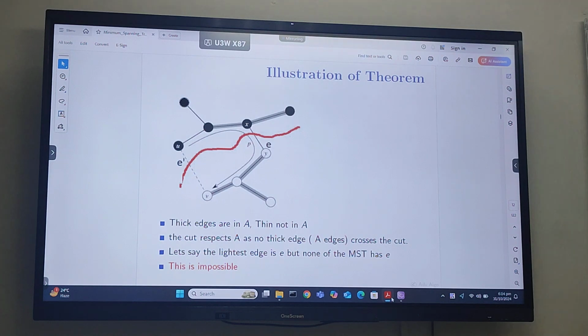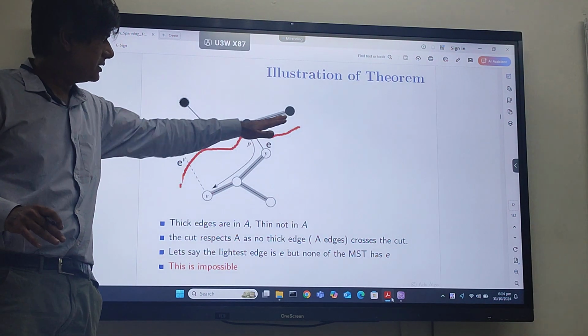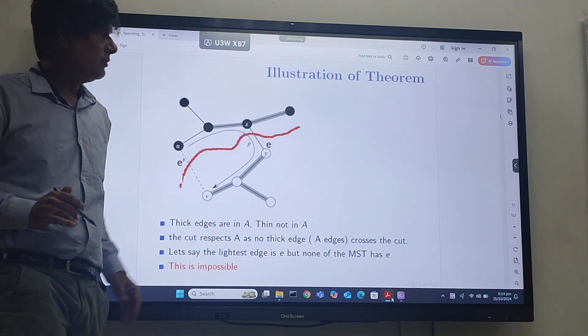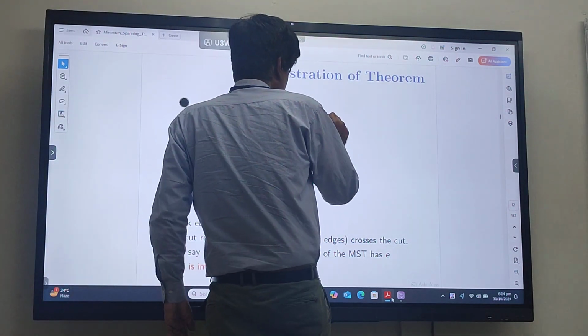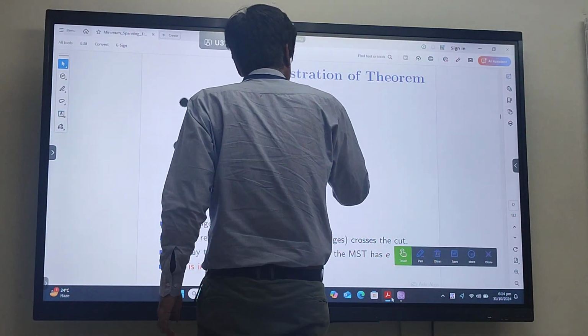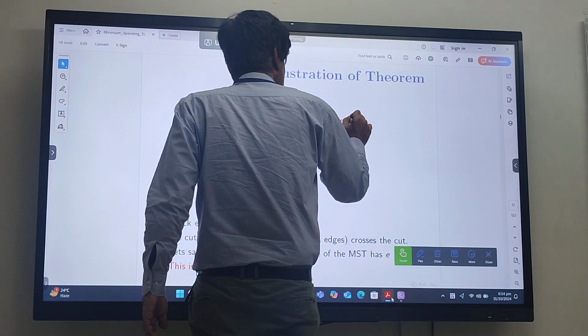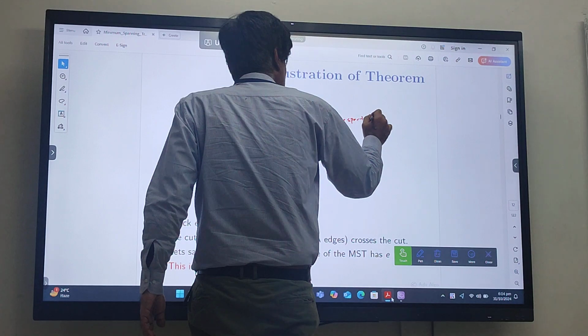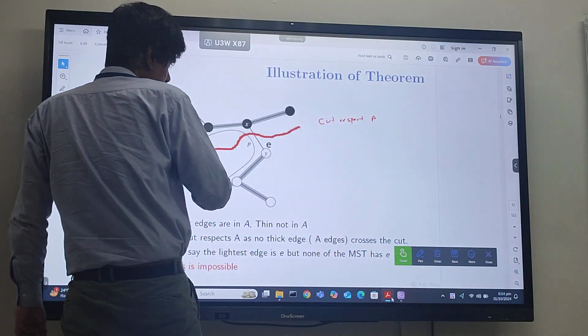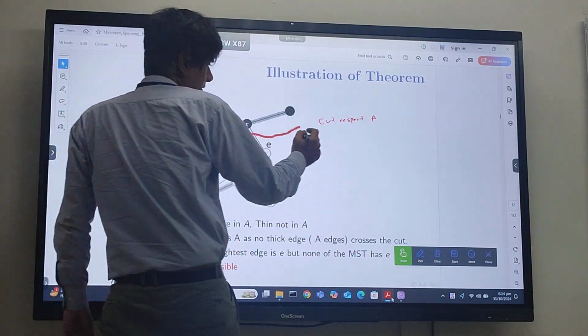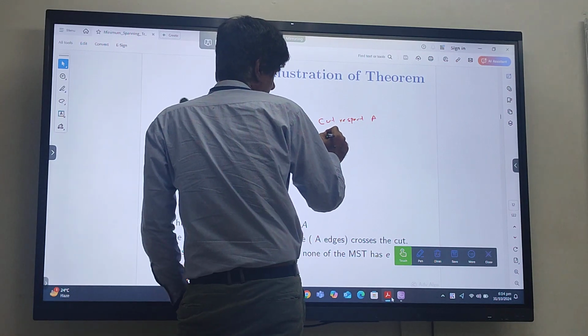So we want to divide it, so we can partition it in this way. And we say that the cut respects A because the cut doesn't go through any of these thick edges.